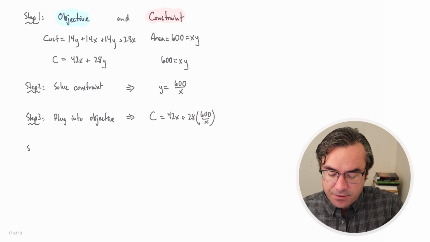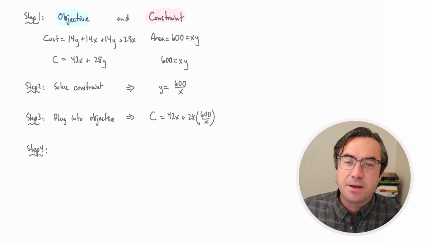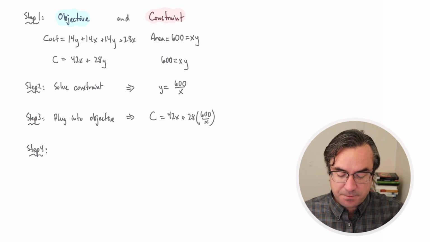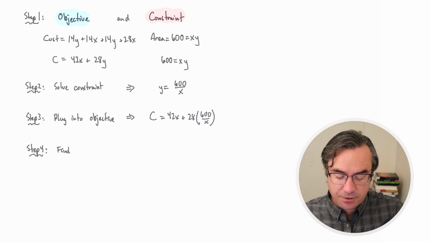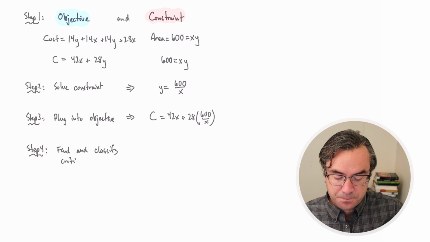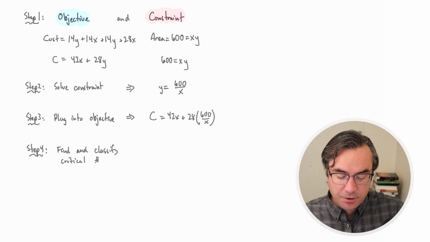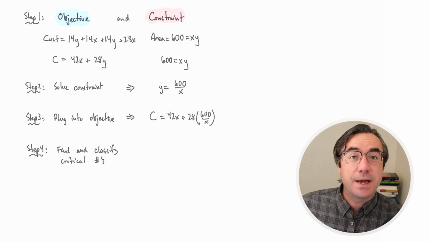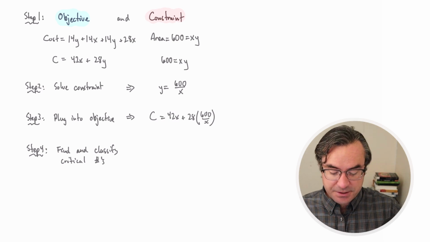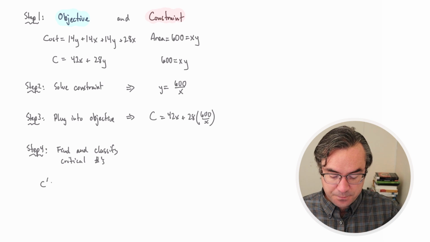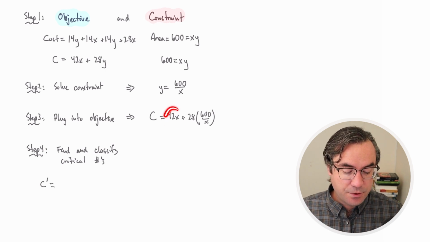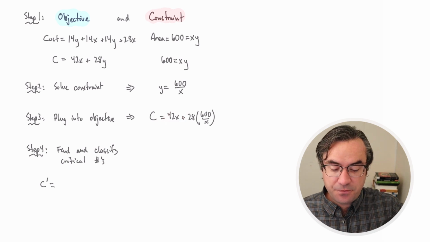Step 4, this is kind of what we've been practicing. Now it's game time. So we want to find and classify the critical numbers. And we know with critical numbers, that means we've got to do the derivative. So let's calculate C prime. So the derivative of 42x is just going to be 42.